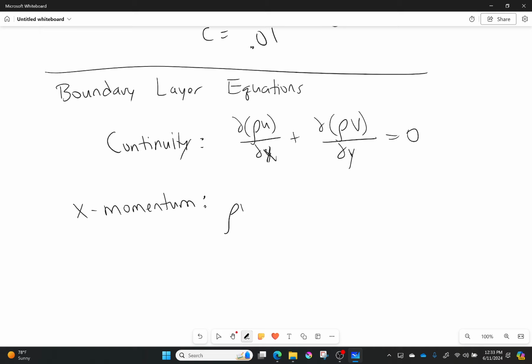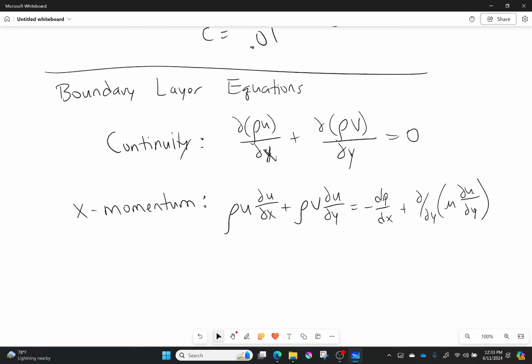This is going to be rho u du dx plus rho v du dy is equal to negative dp dx plus d dy of viscosity times du dy. Oh, sorry, du dy. I've got to do a better job of writing this out. Okay, some simplifications there if we actually look at the full Navier-Stokes.